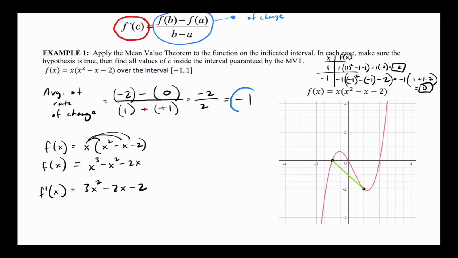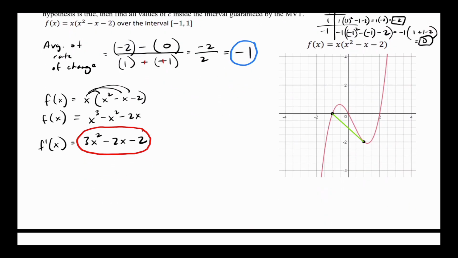So this is the blue guy. This is the red guy. What's the last step? What do I got to do with them? Set them equal to each other. 3x squared minus 2x minus 2 equals -1.